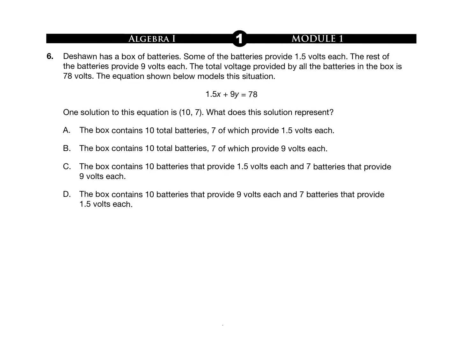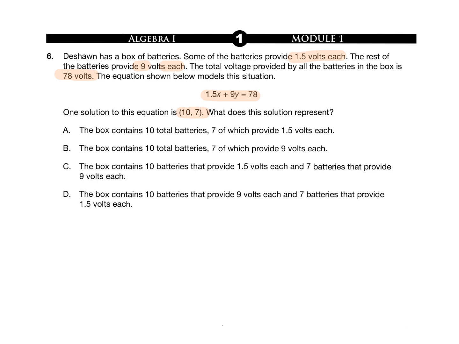Okay, on question 6, this is an interpretation of an equation. You don't have to write the equation. After you read about Deshaun having a box of batteries and matching up things that are alike, right? When we go through here we see things that match up: there are 1.5 volt batteries, and we have 9-volt batteries, and there's a total of 78 volts in a box. And see how everything matches up down here, and we have an answer of 10, 7.